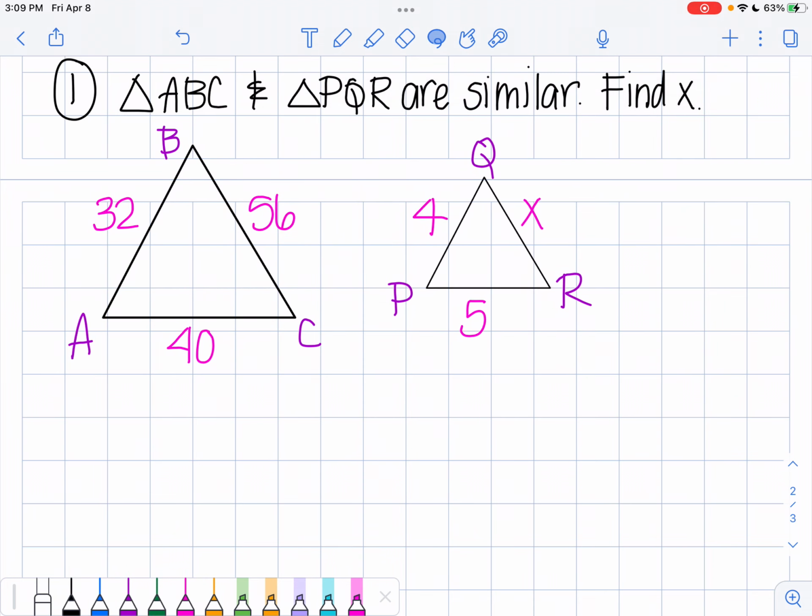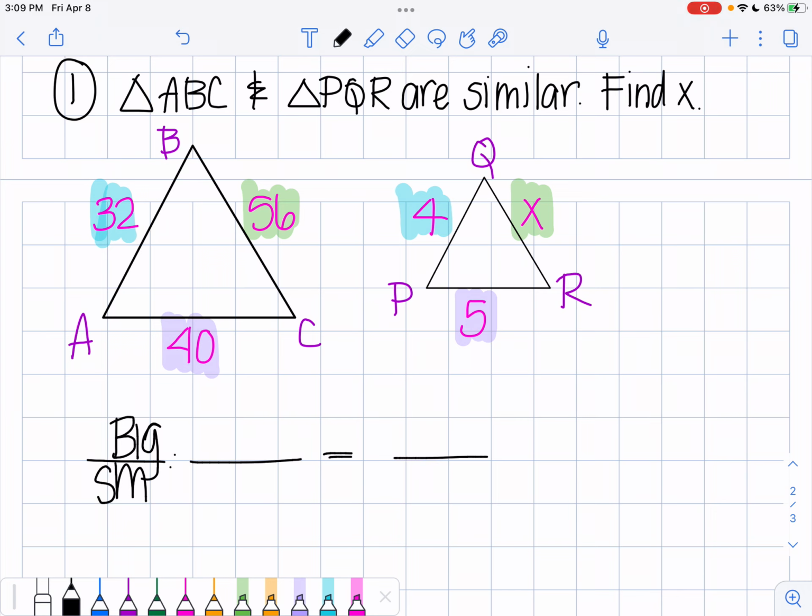One of them's not turned or anything. So I can say that 32 is corresponding with 4, 40 is corresponding with 5, and 56 is corresponding with X. So what I'm going to do is write a ratio. I'm going to do my big triangle to my small triangle.